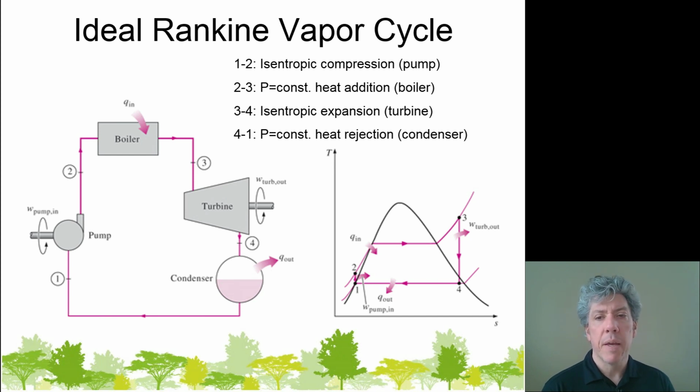So if you look at state 4 on the TS diagram, you'll notice it's just barely inside the vapor dome, and therefore what's coming out of the turbine is primarily vapor, but maybe a few very small liquid droplets. And then from state 4 to state 1, there's a move through the condenser, where the steam comes out of the turbine and is condensed into liquid.